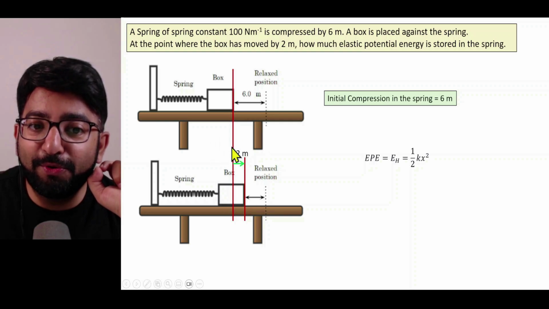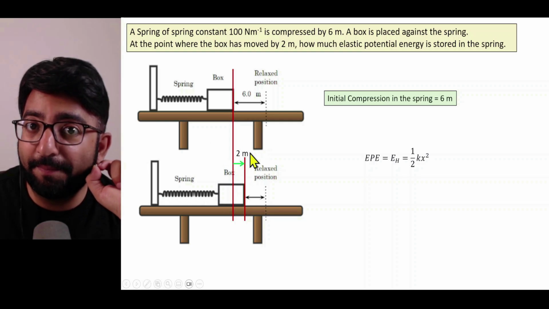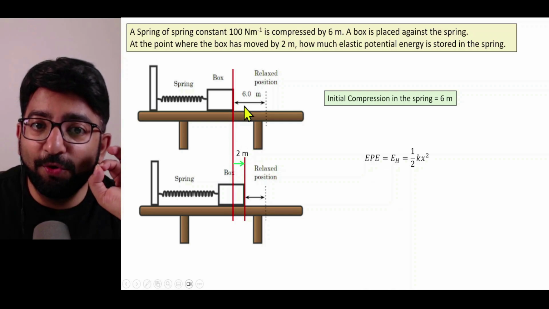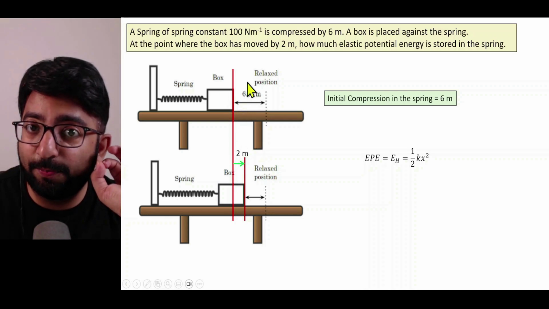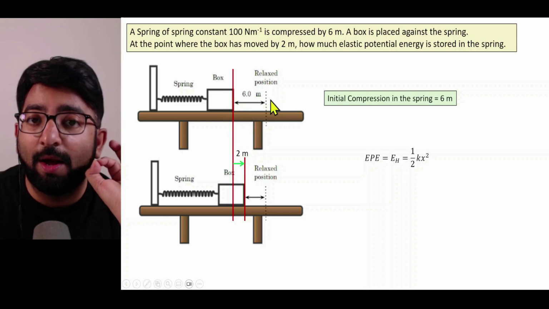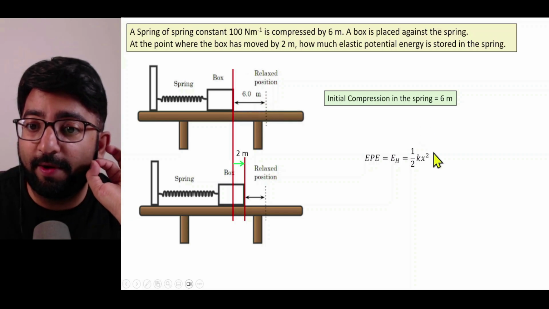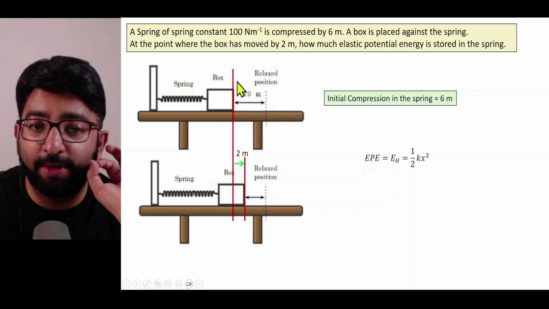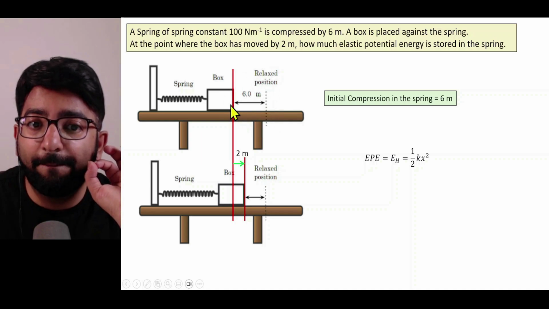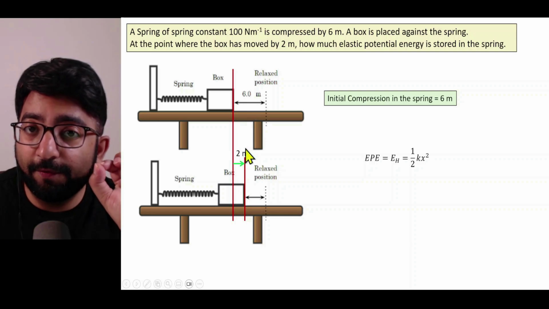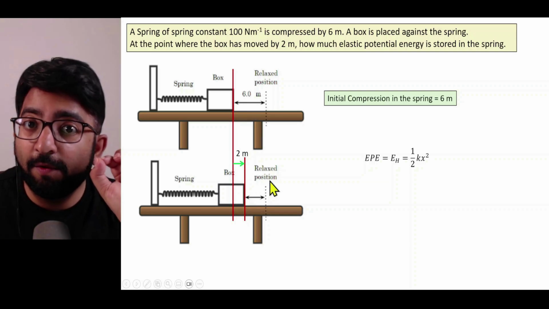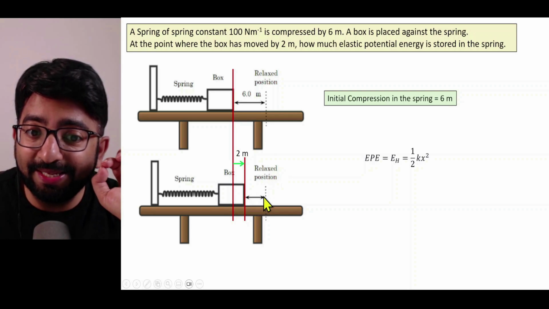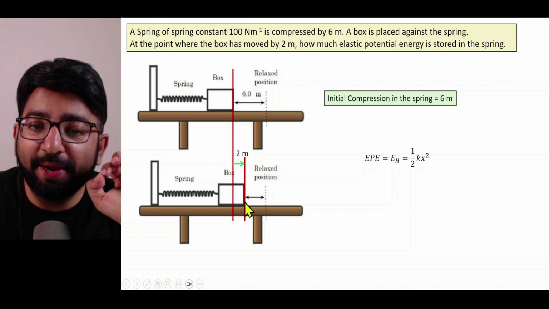Please do not assume 2 meters as the final compression in the spring, because if you analyze case 1, this 6 meters was the total compression. How do you find the compression or the value of x? We find the distance of the box from the relaxed position. So that is why the initial compression in the spring was 6 meters. In case number 2, we have to figure out the distance of the box from the relaxed position. So this arrow is the final compression in the spring.